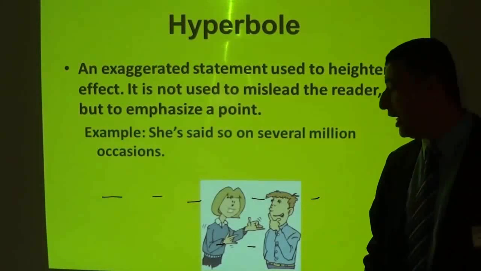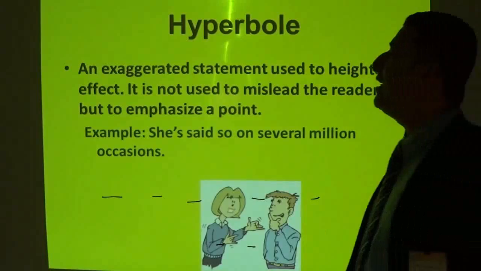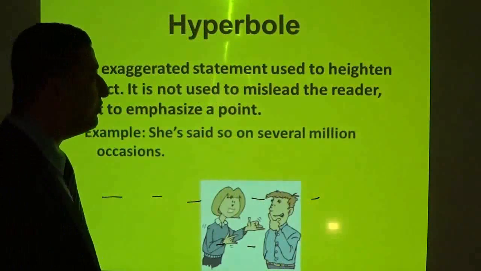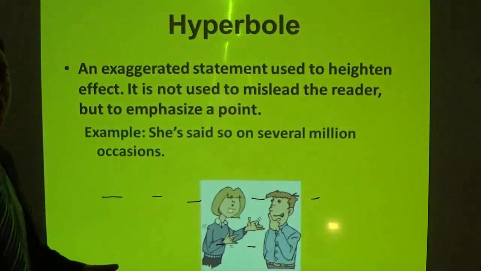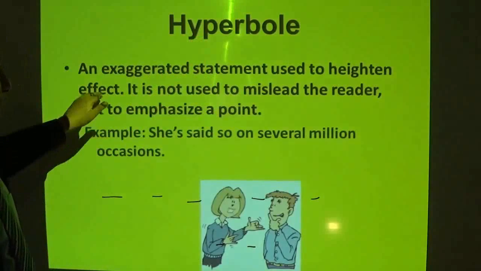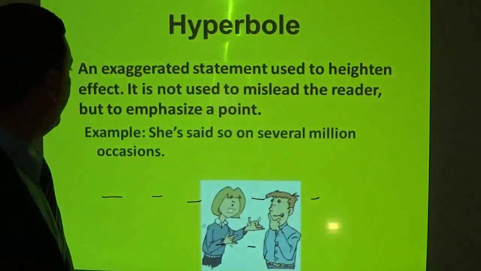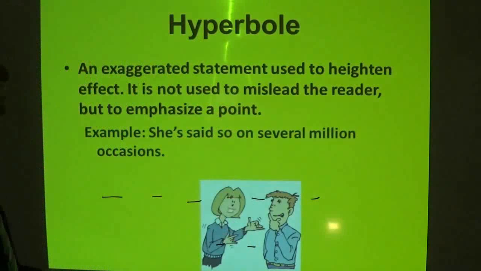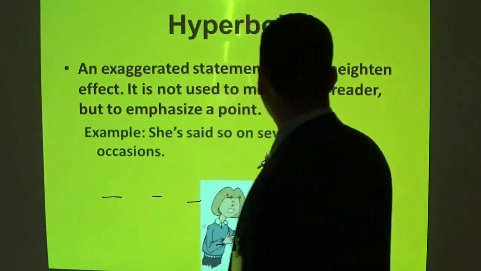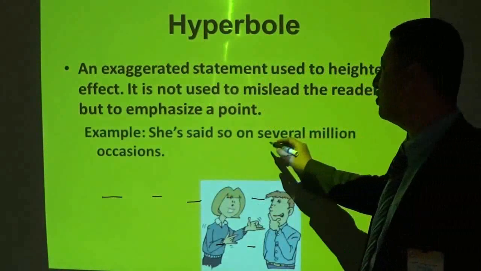Now let's go to hyperbole. What is the meaning of hyperbole? Hyperbole means exaggeration. What is the meaning of exaggeration? An exaggerated statement used to heighten. Heighten means rise or going up. Effect, it's not used to mislead the reader, but to emphasize a point. Example: she said so on several million occasions. What is the meaning of several million occasions?